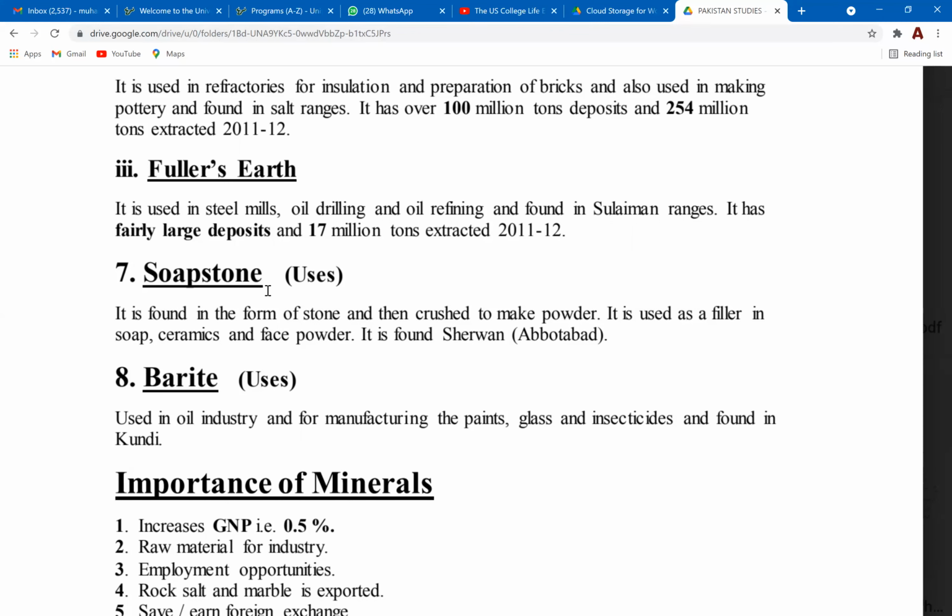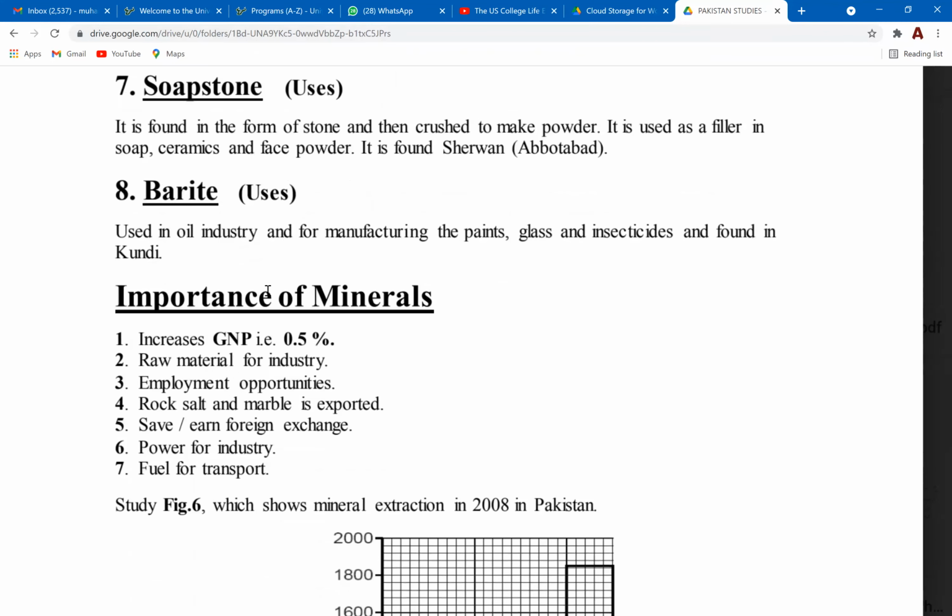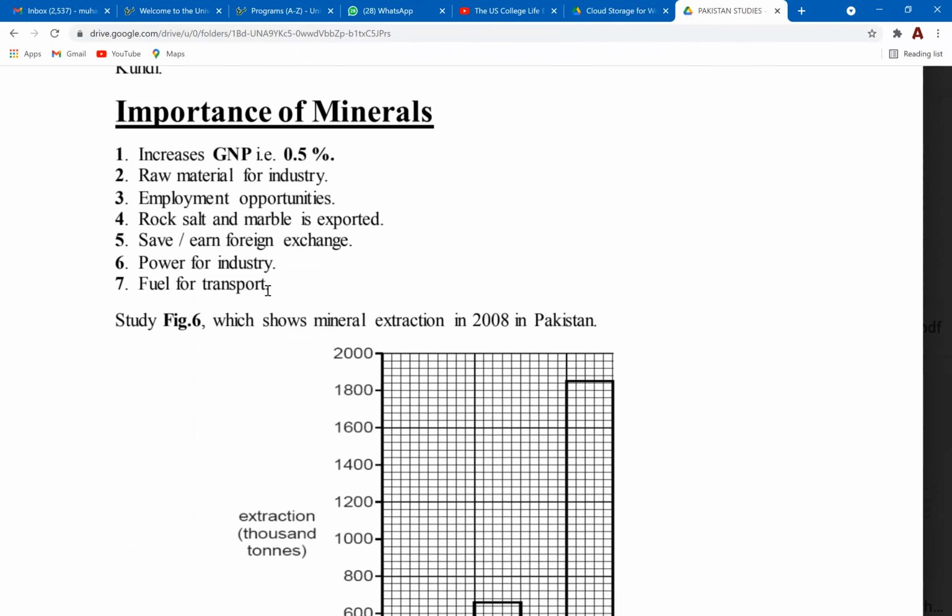Then soapstone, barite, not very important. We're going to just skip these. Importance of minerals in general. Now, since you've studied metallic and non-metallic minerals, okay, guys, just a rapid fire question. Tell me names of any 3 metallic minerals and any 3 non-metallic minerals. I want Amna to answer the first question, 3 metallic minerals, and Shafaq to answer the second question, 3 non-metallic minerals. Guys, quickly, rapid fire.